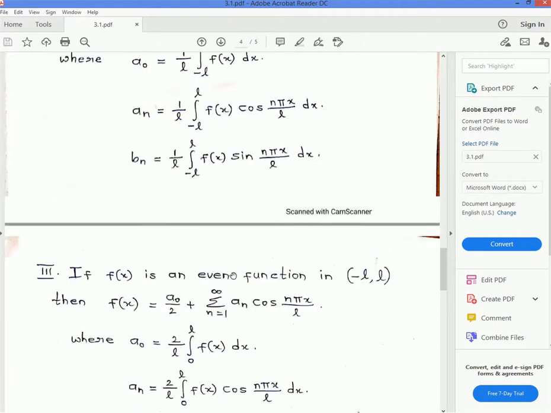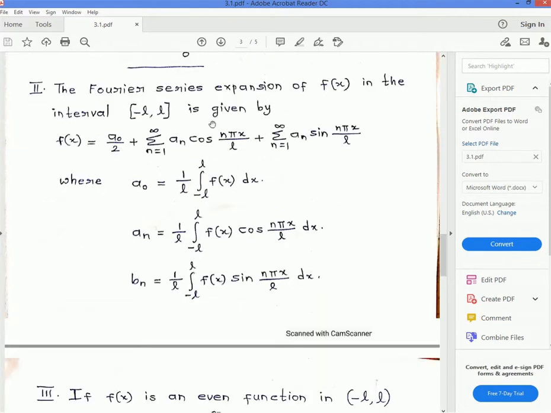How is it 2 by l? We know the Fourier series in the interval minus l to l has a naught as 1 by l integral minus l to l f of x dx. Since f of x is even, we can write integral minus l to l f of x dx as 2 into integral 0 to l f of x dx. Since f of x is even, cos n x is an even function. The product of two even functions is even. So minus l to l becomes 2 into 0 to l f of x cos n pi x by l dx.